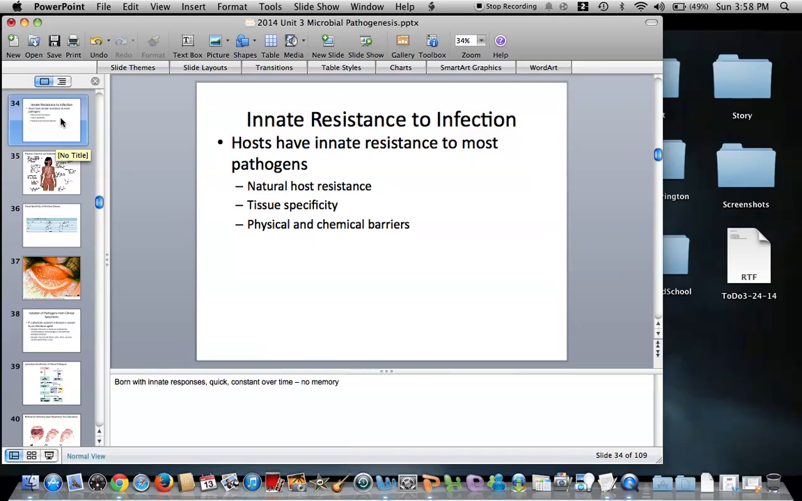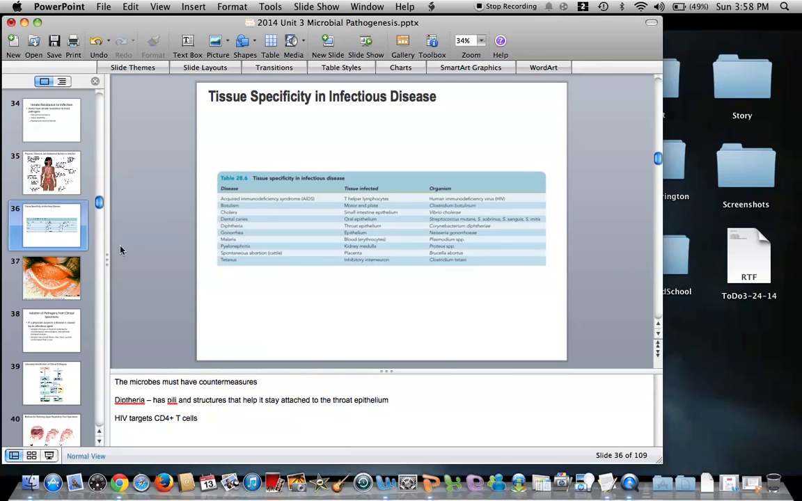So, natural host resistance was that first slide. Specific tissue is this slide. So, for HIV infection, you need to infect T helper lymphocytes. It doesn't really infect the other cells. It does infect some other cells, I should say. I shouldn't say it doesn't infect anything else.